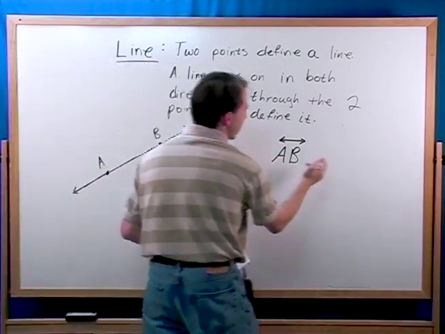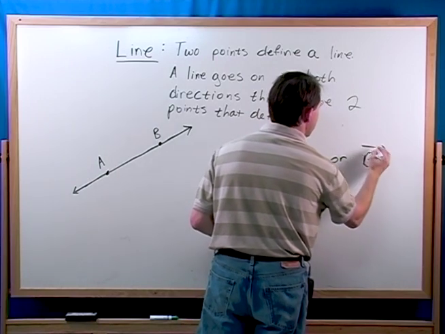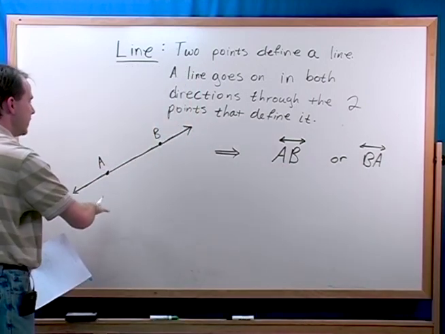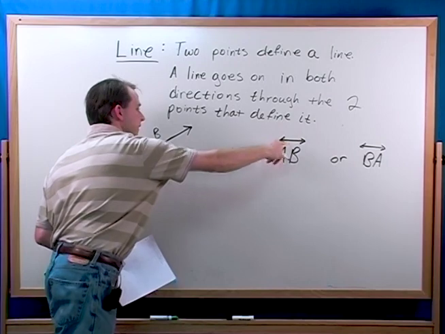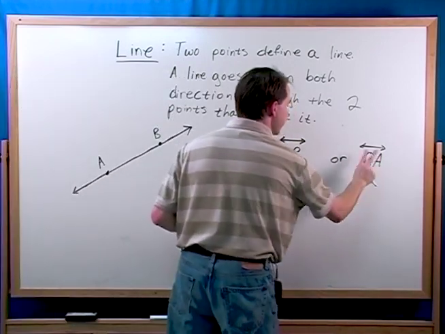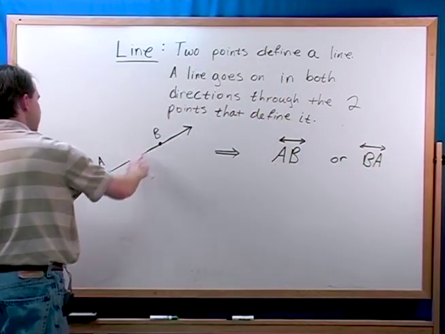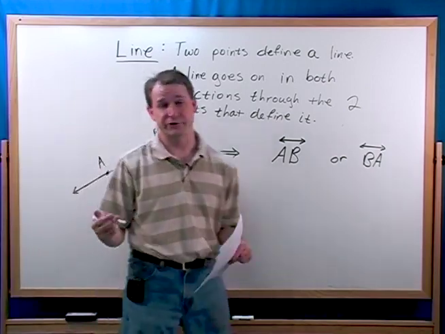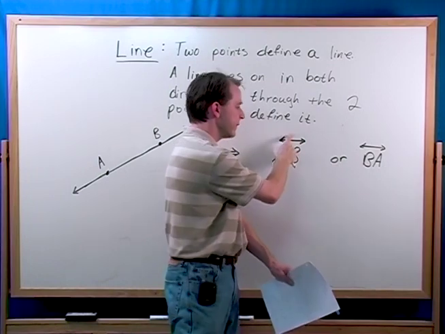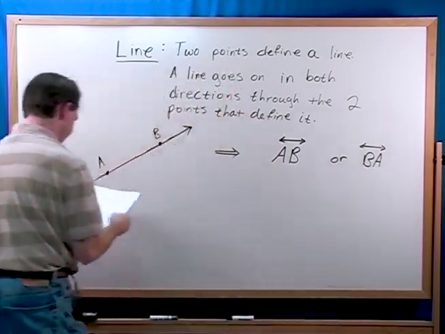Now you can also write it as BA, again with the same symbol. So what I'm trying to say here is, when you have 2 points that define a line, you just write the two letters down and put the symbol on the top that shows that it's a line, and it doesn't really matter the order here. You just put AB or BA, because the 2 points are defining the line, and the line goes off in both directions forever and ever. Just make sure you have this symbol on top, and everybody will know you're talking about a line that goes through these 2 points.